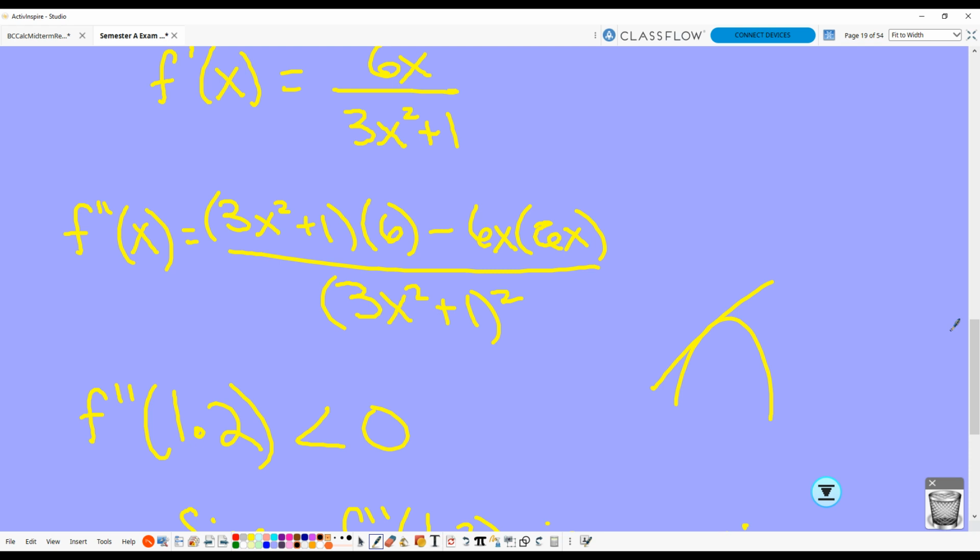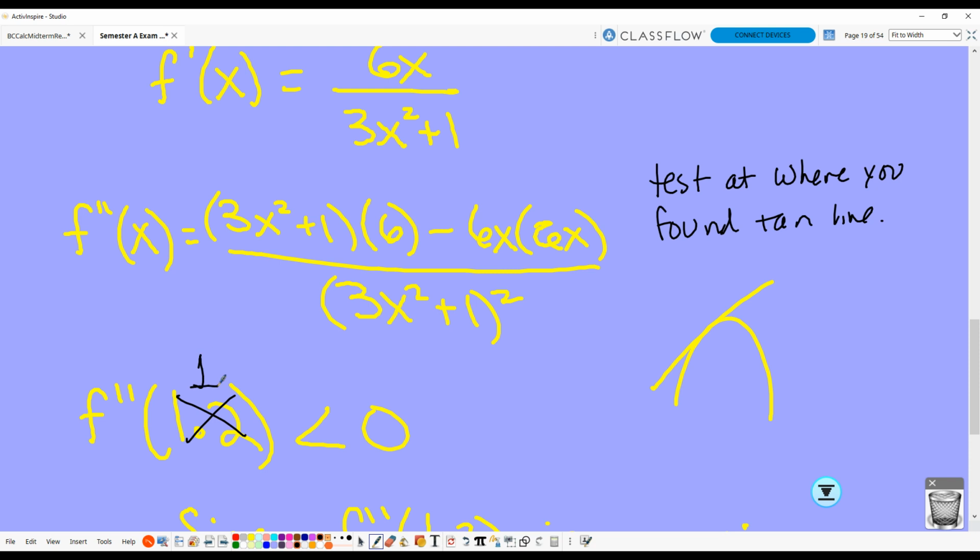at 1.2, the whole thing, I wouldn't ask anything that didn't necessarily need it, okay. But really, we're gonna test at where we did the line. We're gonna plug it in at 1, not 1.2. And that's 24 minus 36, that's a negative. So you should test it at where you found the tangent line, not where you did your approximation.